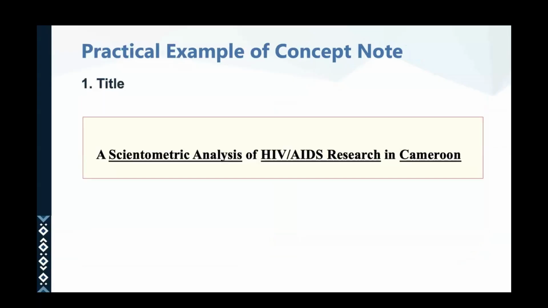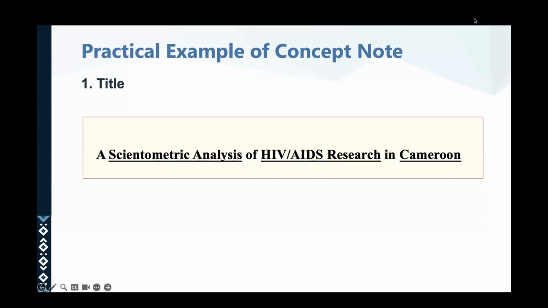So now that we've looked at the core outline, let's look at this example. And this is actually from an ongoing project that we are working on at the moment. And it's entitled A Scientometric Analysis of HIV/AIDS Research in Cameroon. So we want to do some bibliometric analysis of the current landscape of the literature on HIV research in Cameroon.